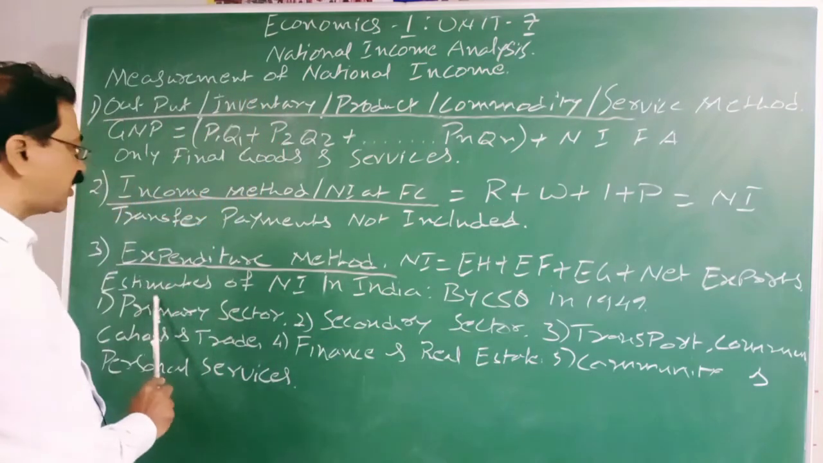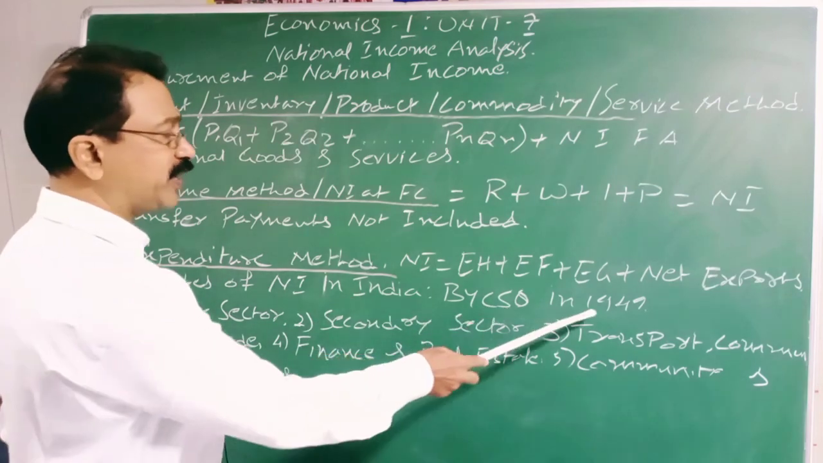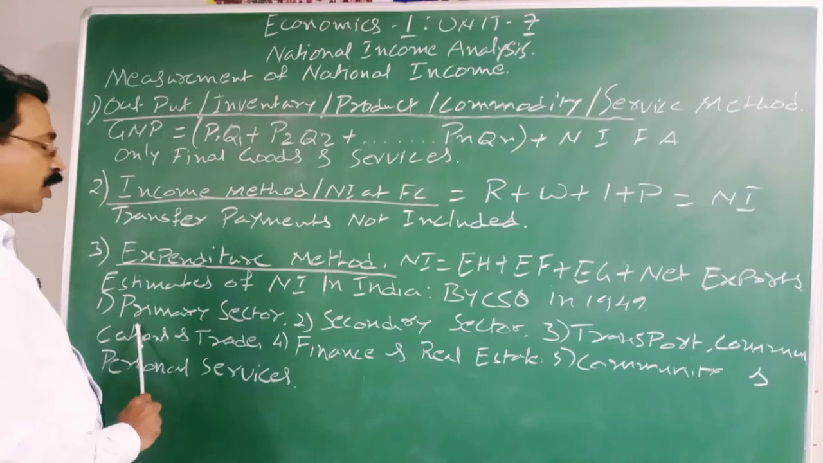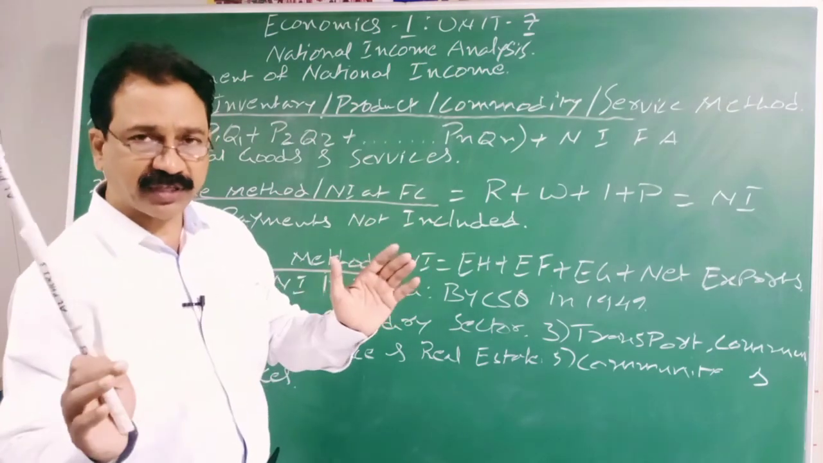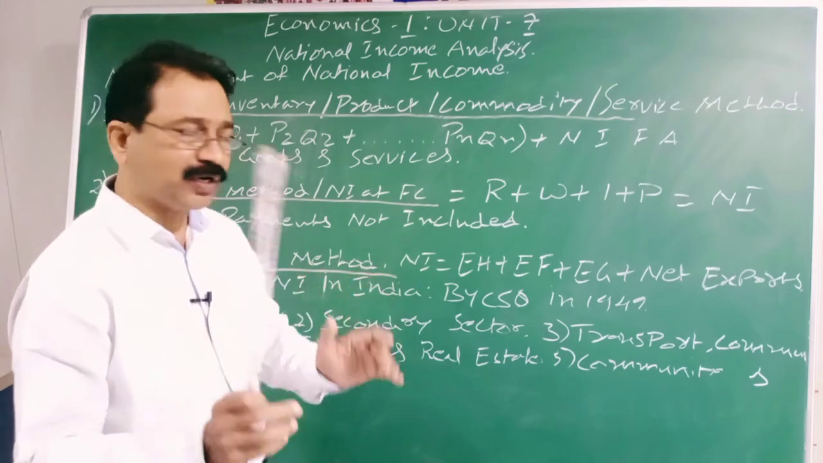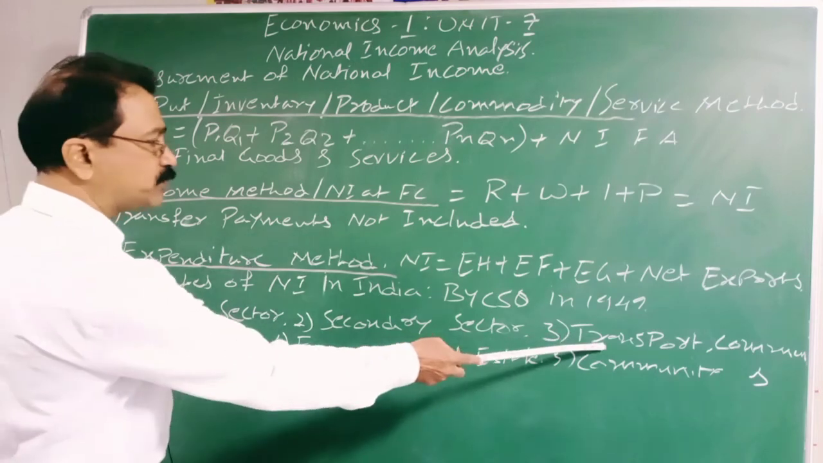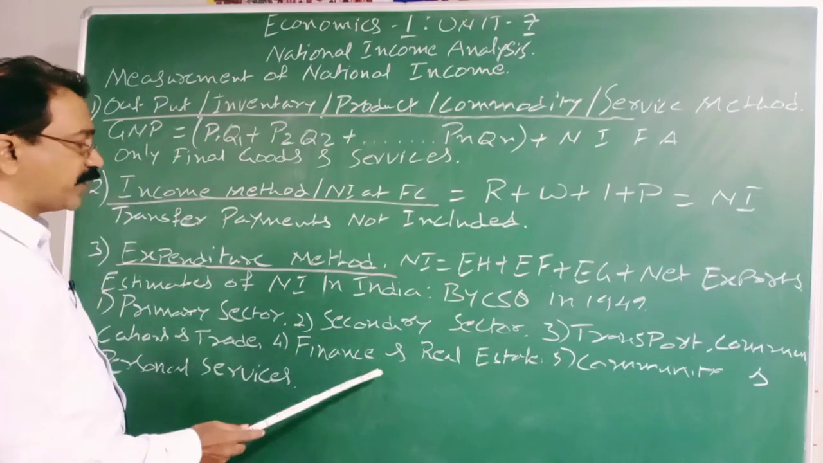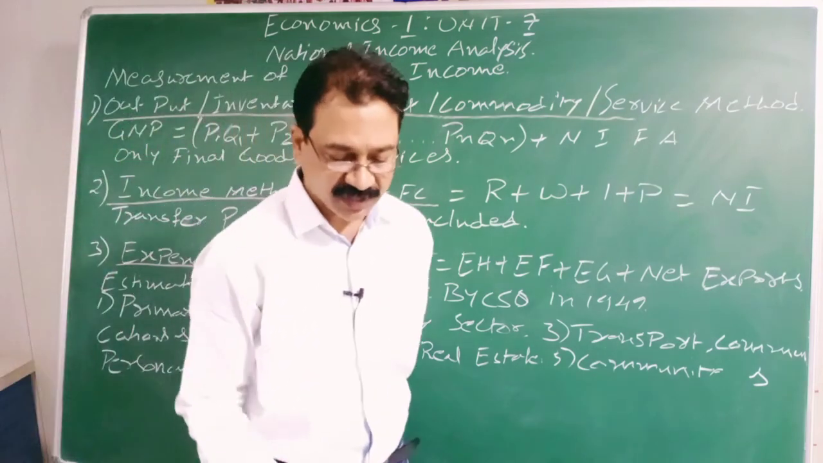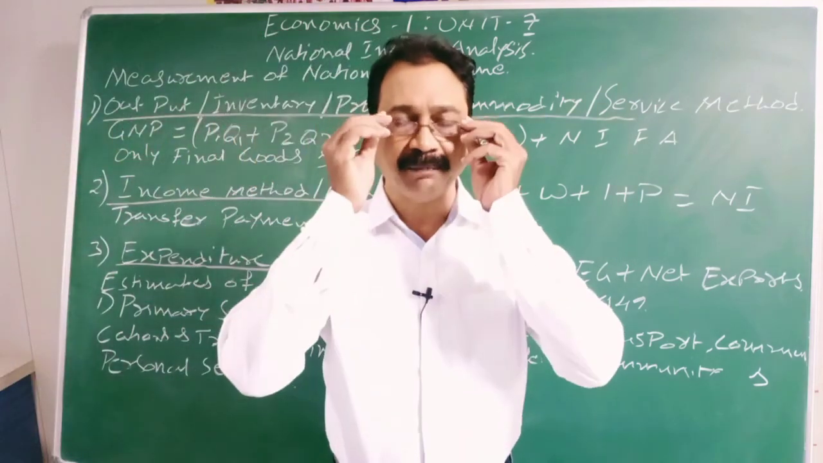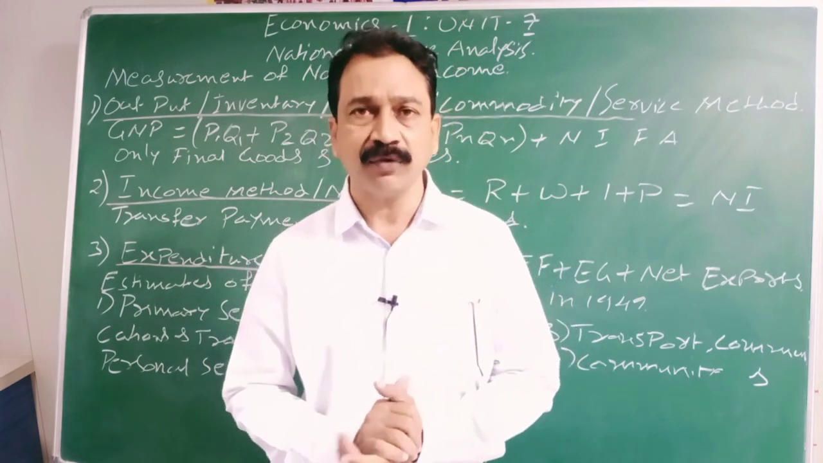Okay, and these are the estimates of national income in India by CSO, started in 1949, and all that we calculate is made into 13 segments, and those 13 segments are put under 5 groups: primary sector, secondary sector, transport and communication trade, finance and real estate, community and personal services. With this, our 7th chapter is completed. So we learned what was in the 7th chapter of first year.